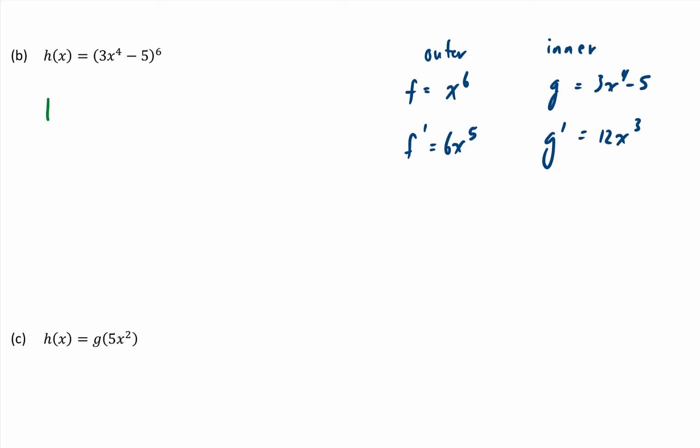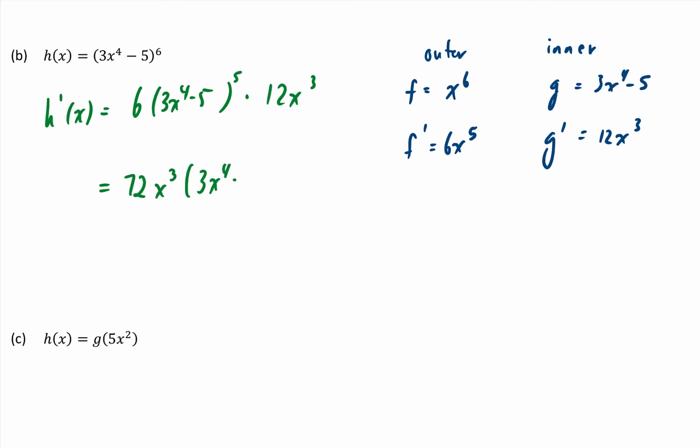Alright, so let's take the derivative of h prime of x. It is the derivative of f prime of g of x, so f prime is 6. And then we're going to sub in g of x, and g of x is 3x to the 4th minus 5, times the derivative of the inside function, which is 12x cubed. And again, if we wish to simplify this, that's 72x cubed times 3x to the exponent 4 minus 5 to the exponent of 5. And we're done.